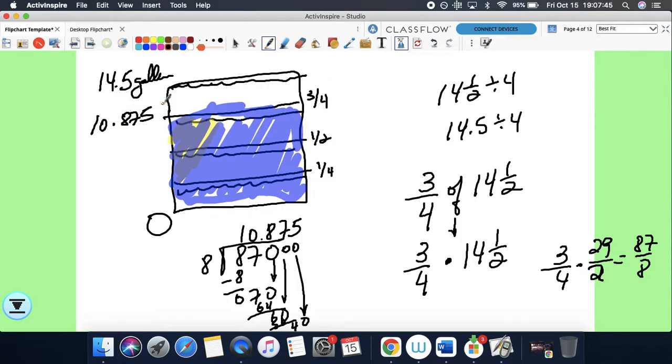So how much gas is in the car? Well, it says write it as a mixed number. Oh, I'm sorry. So 8 goes into 87 10 times, 7 left over, 7 over 8. Sorry, I don't know why I changed it to decimal. So this is your final answer.